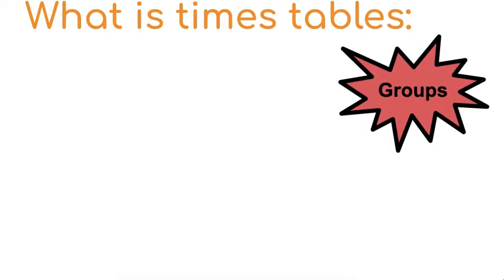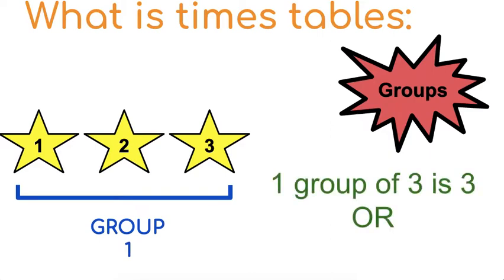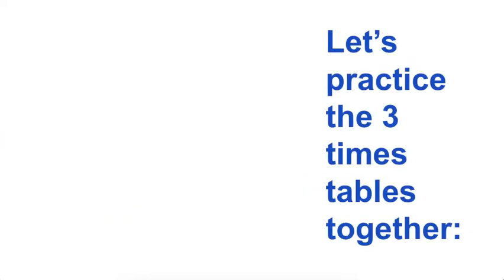So let's look at one more. There I've only got 3 stars, so it means I've only got 1 group. And I write it as 1 group of 3 is 3, or 1 times 3 is 3. Okay, so group is times tables. So let's practice the 3 times tables together.